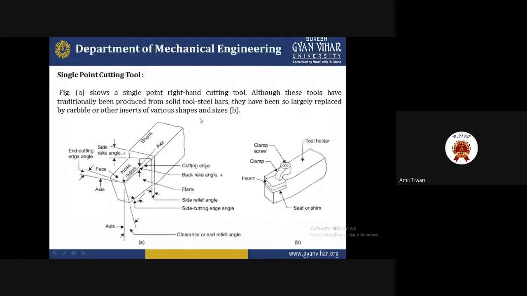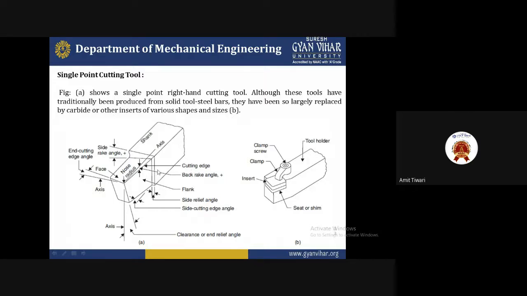Now the single point cutting tool has a geometry, which is discussed here to understand the basic structure of a single point cutting tool in detail. Figure A shows a single point right hand cutting tool, traditionally produced from a solid tool steel bar, which has been largely replaced by carbide, with other insights on the various shaping sizes in section B. So basically this is a single point cutting tool, and in this diagram some nomenclature is provided for tool geometry, and tool angles are mentioned to understand the tool geometry.